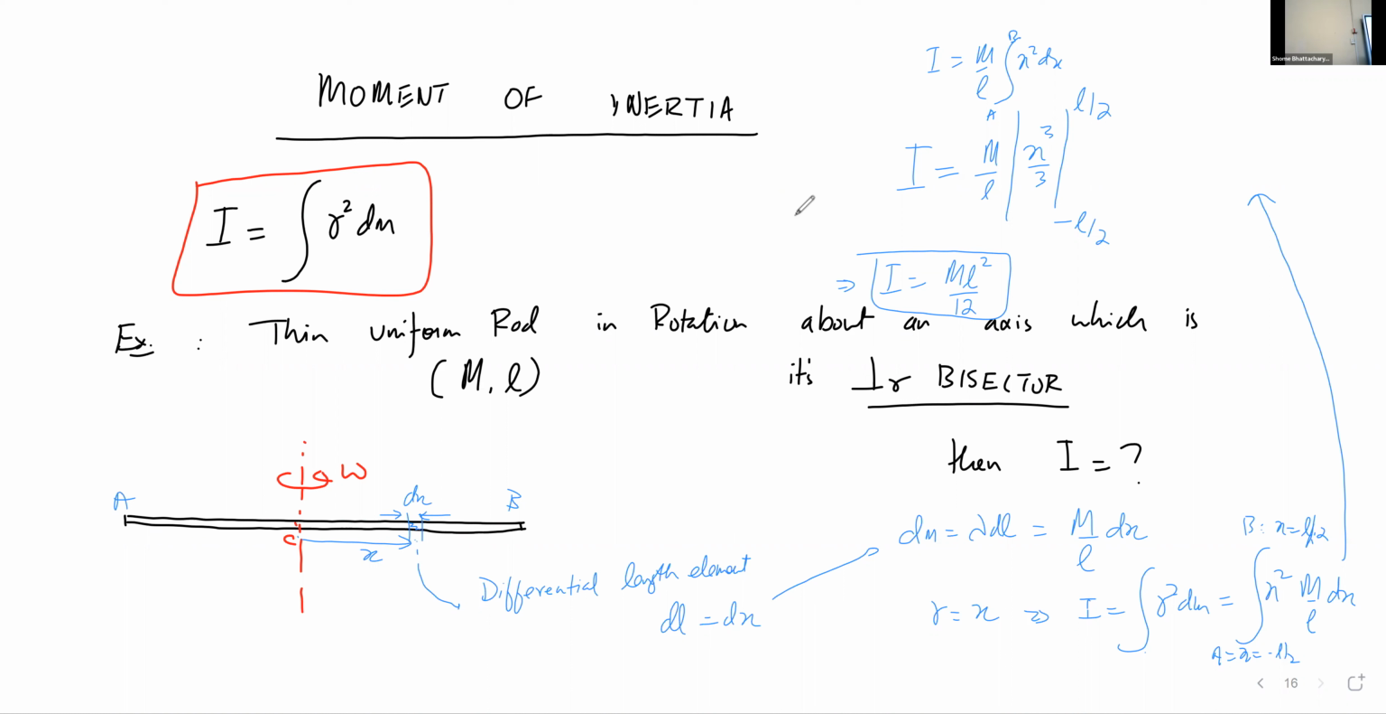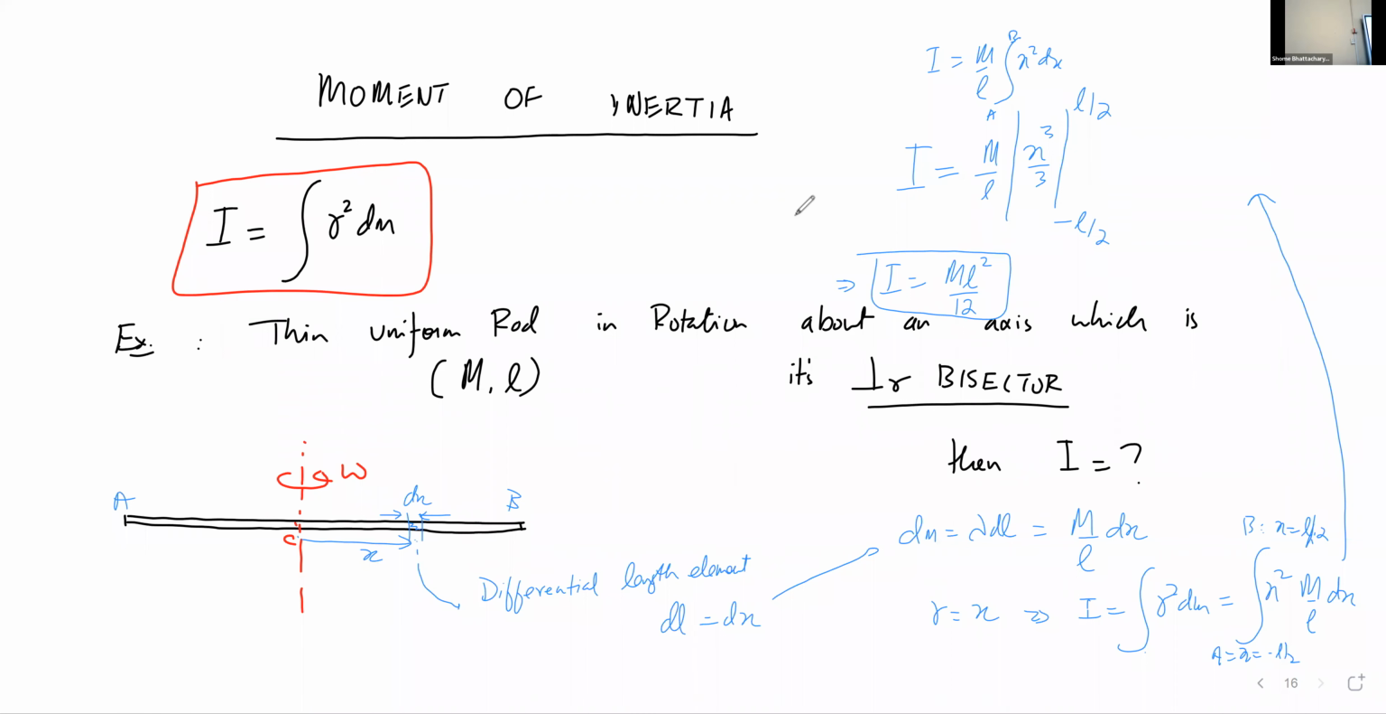It means that, for example, if I'm comparing two rods of the same mass but of different lengths, how heavy they will appear to be to make it rotate about that axis, that comparison is the moment of inertia. Or if both of them are rotating with the same omega, the ratio of the kinetic energies will be I1 is to I2.